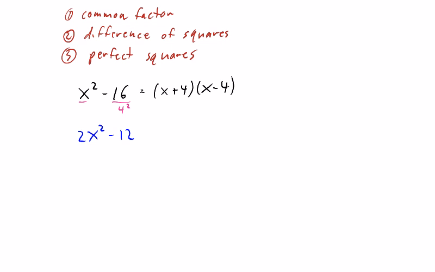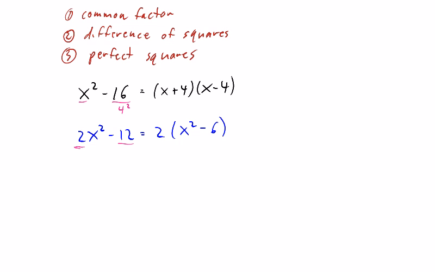So the first thing you should check is common factors, and then look for difference of squares, and then perfect squares, and then we'll teach you other techniques beyond that. So when you look at this one, you should first note that there is a 2 times the x squared, and 2 is in fact a factor of 12. So we can rewrite this as 2 times the quantity x squared minus 6.